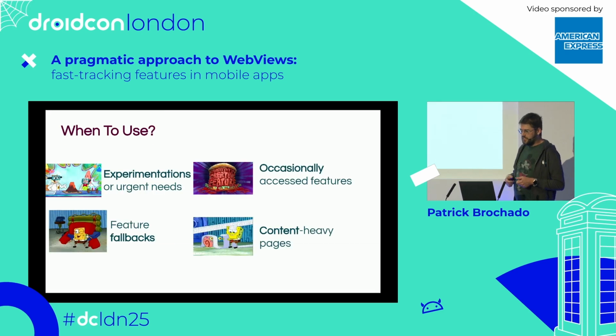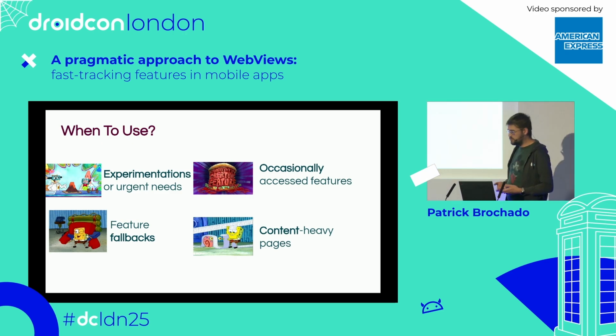So let's get real. Where did we actually use the WebView to accelerate the delivery at BlaBlaCar? First, we use them for experimentation or urgent needs, when we need to ship a feature really fast or to do some A/B tests, market testing, etc. We use them also for occasionally accessed features, the things you don't use every day, like user reports, an about section, legal documents, etc.